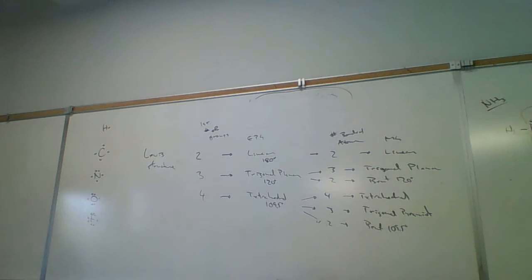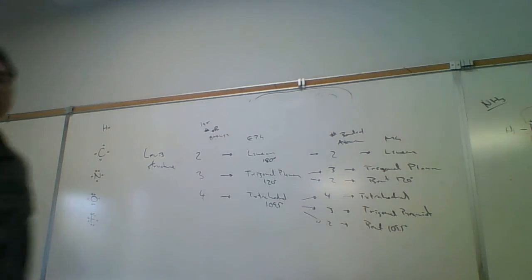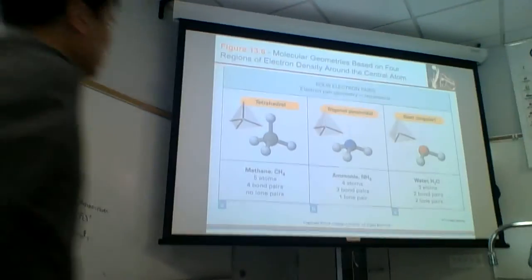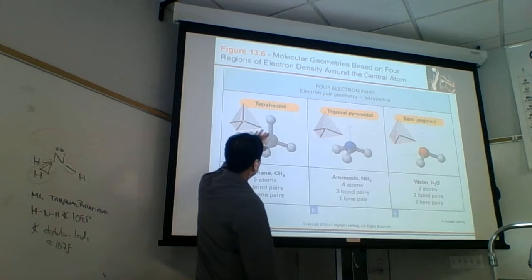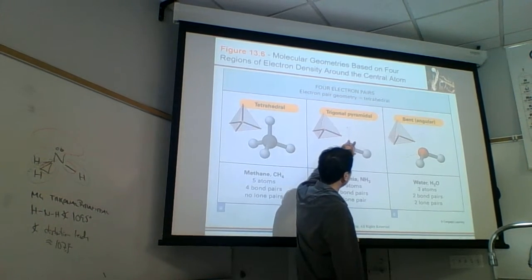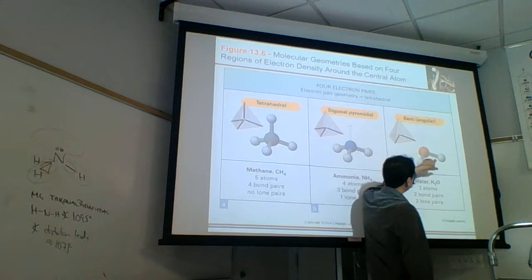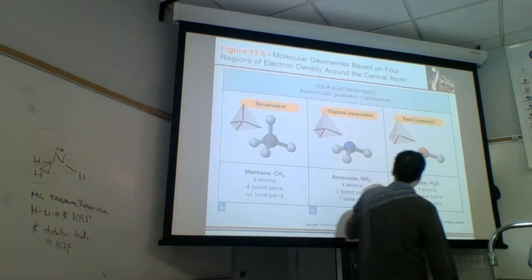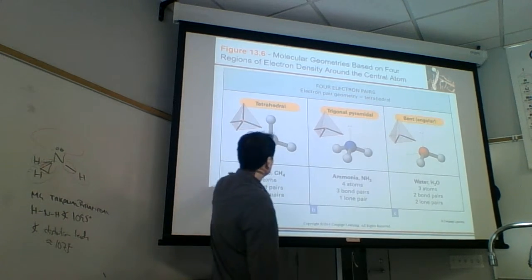So all these have the tetrahedral EPG here, four groups. This would be four single bonds. This would be four groups, three single bonds and a lone pair. This would be four groups, two single bonds and two lone pairs. But the molecular geometry is different.